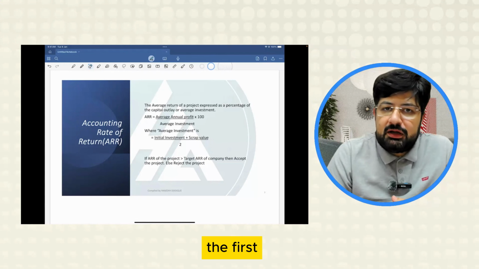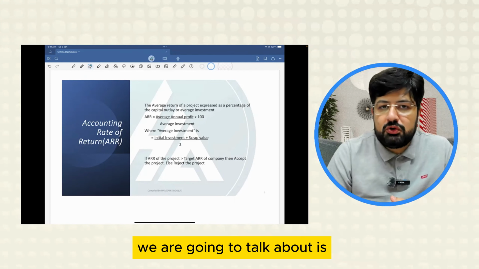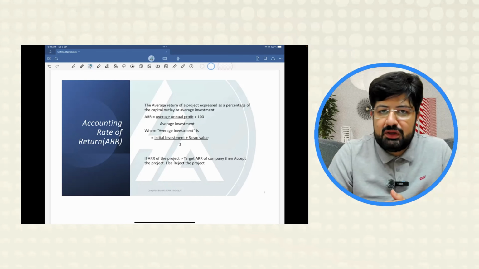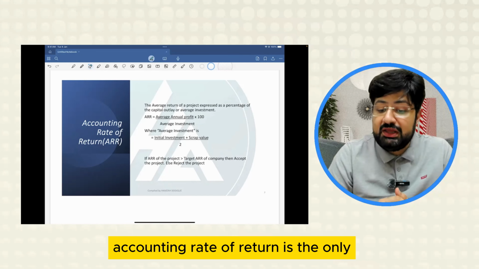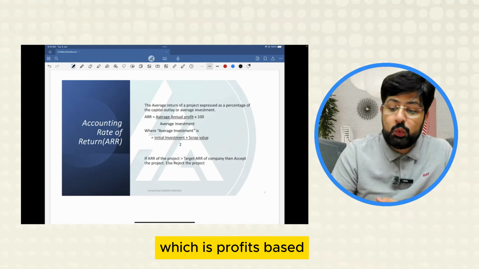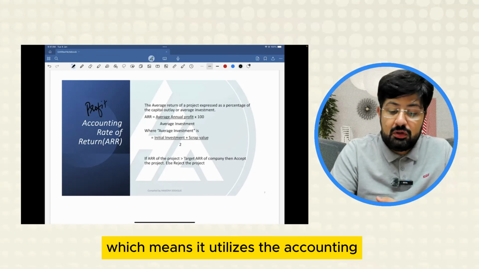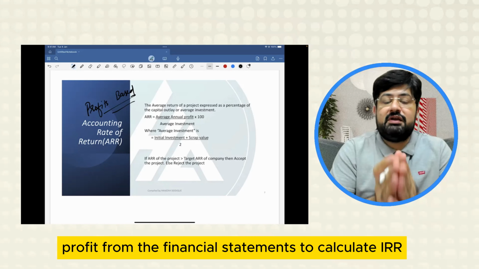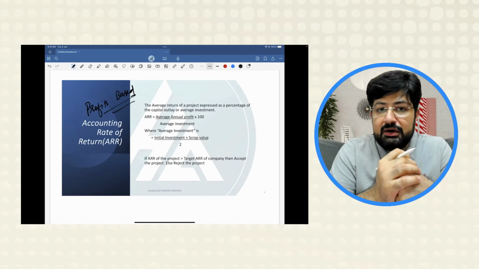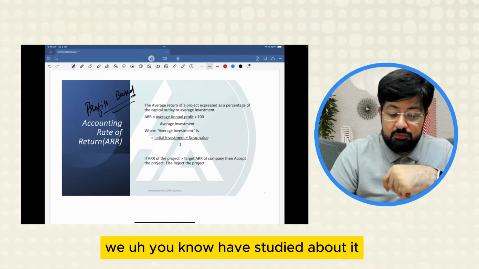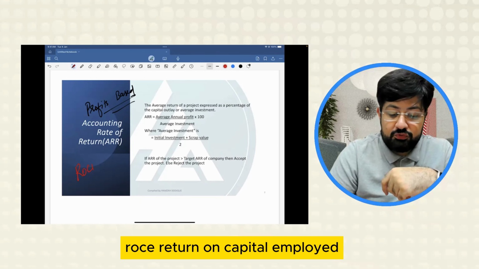The first investment appraisal technique we are going to talk about is accounting rate of return. Accounting rate of return is the only investment appraisal technique which is profits based. It utilizes the accounting profit from the financial statements to calculate ARR. Another name we have studied for it is ROCE, return on capital employed.